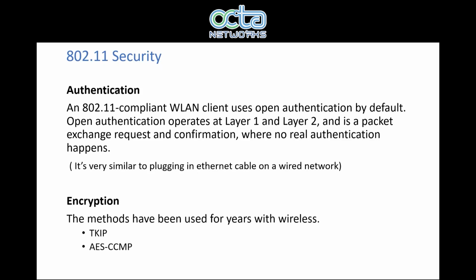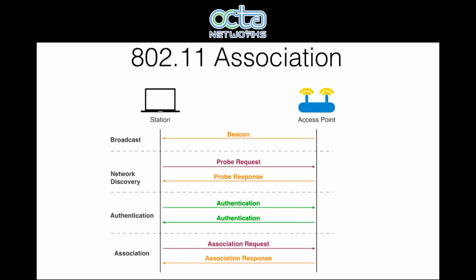The methods have been used for years with wireless, and there are two encryption methods. One is TKIP and one is AES CCMP. Have you heard about it? No? Okay. So that's an overview, or I'll say a 360-degree view of how it happens at the back end, between the station and the access point.